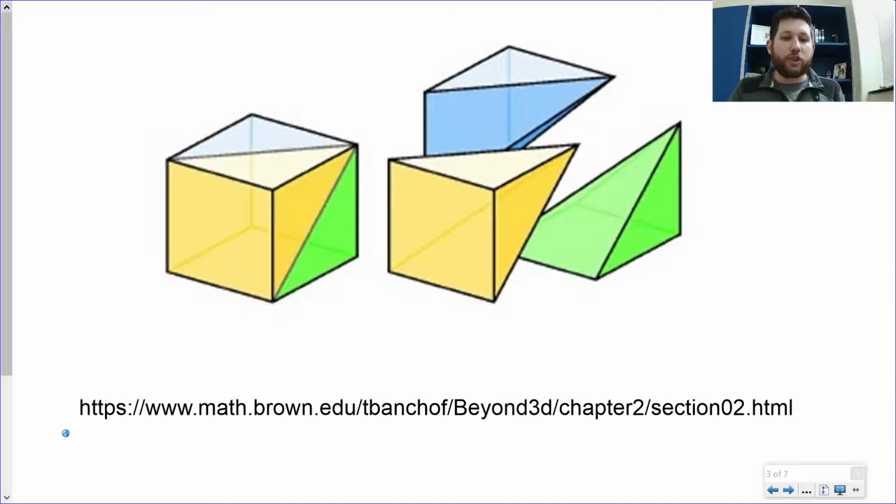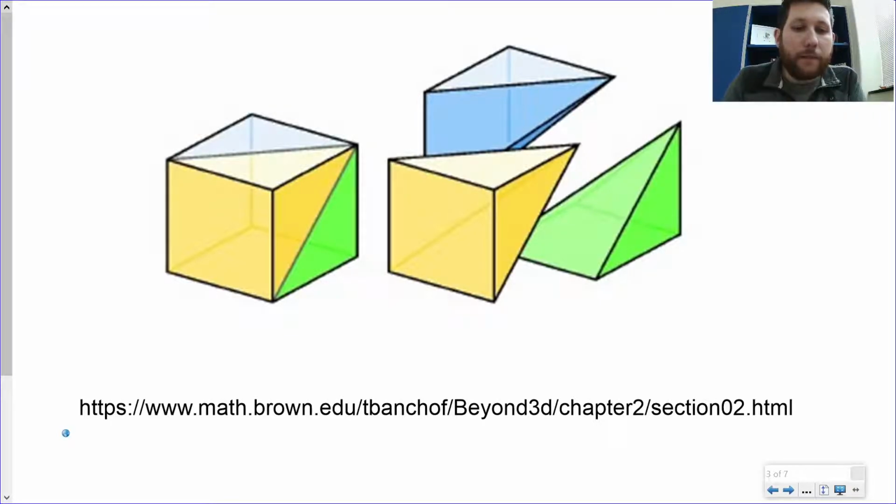So let me show you an image here. The yellow, blue, and green are all right pyramids. So instead of having the point of the pyramid right at the top, it's lined up with one of the corners. And so you can see how these 3 pyramids all fit together.